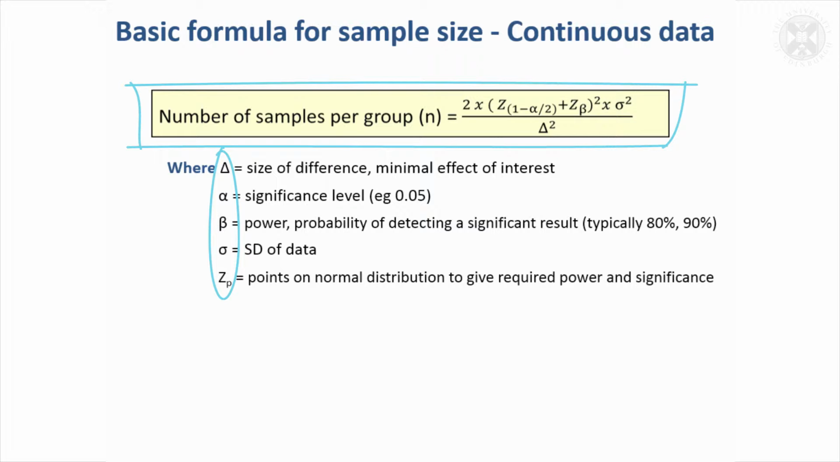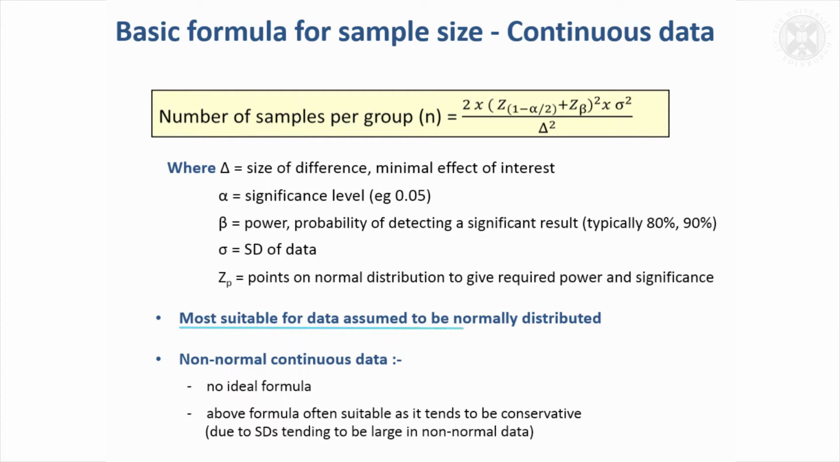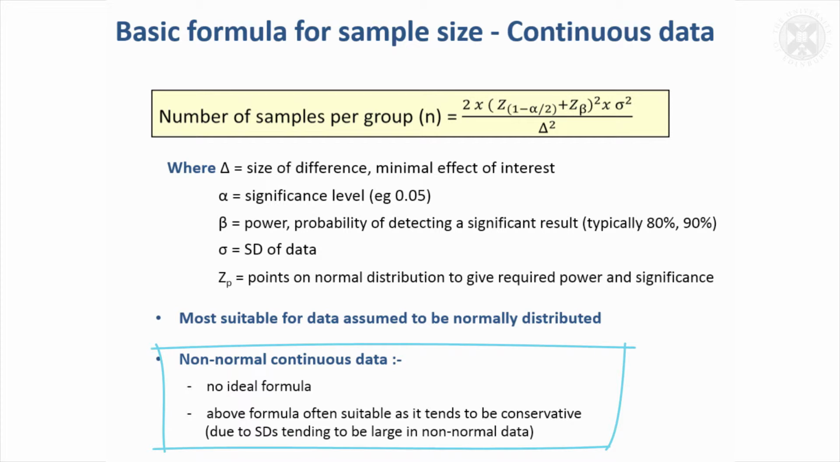They're not really difficult. They're actually fixed values you can just put in, so it's not really making the formula that much more difficult. This formula is most suitable when the data are normally distributed. It's for continuous data. Obviously, in some situations, you think your data are probably not going to be normally distributed, or you don't know they're going to be normally distributed. And unfortunately, there's no ideal formula for when you're in that situation. So even in that situation, it's probably best to use this formula because it'll turn out to be conservative if you have got non-normal data.